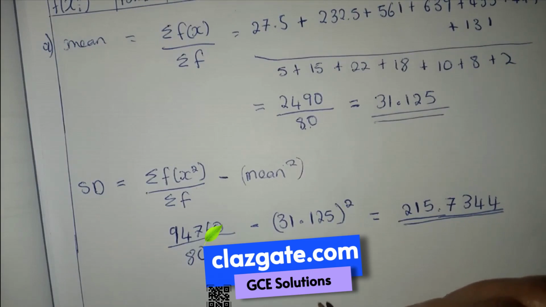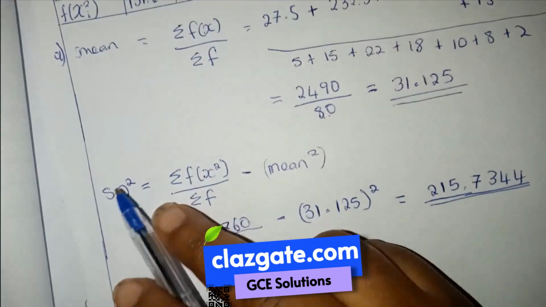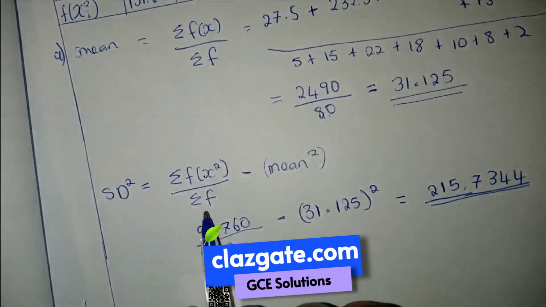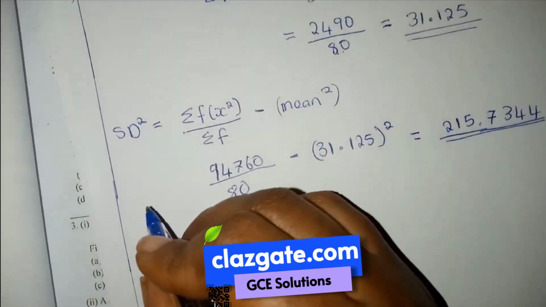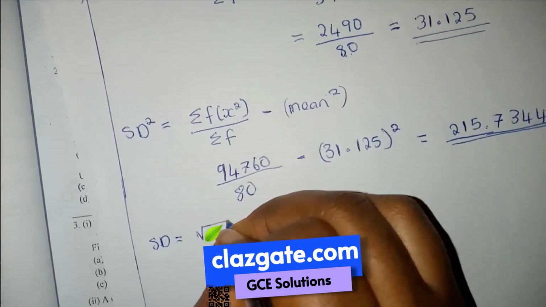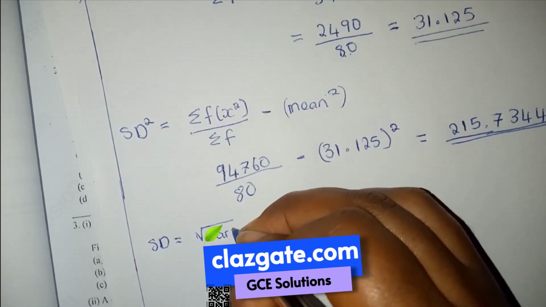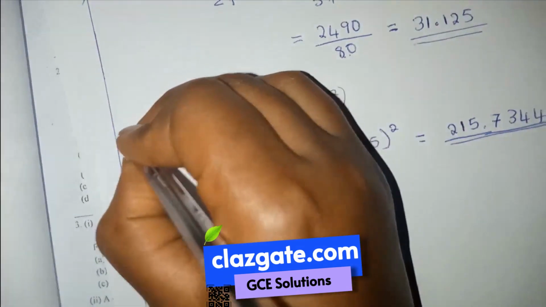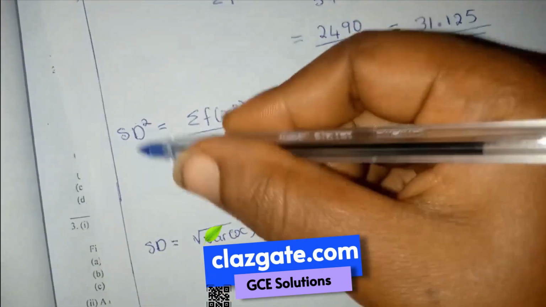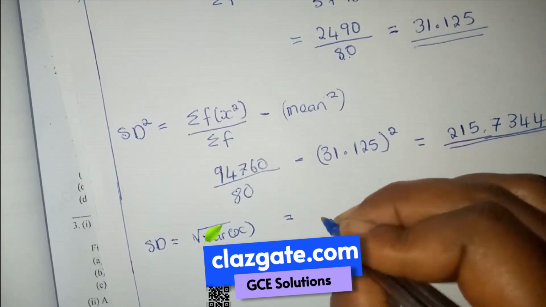Okay, then this is for standard deviation. This is how you calculate the variance. This is the variance. So in order to get the standard deviation, it is equal to the square root of the variance. So this standard deviation square is the same as variance. Okay, so if you want to have the standard deviation, you square root the variance.